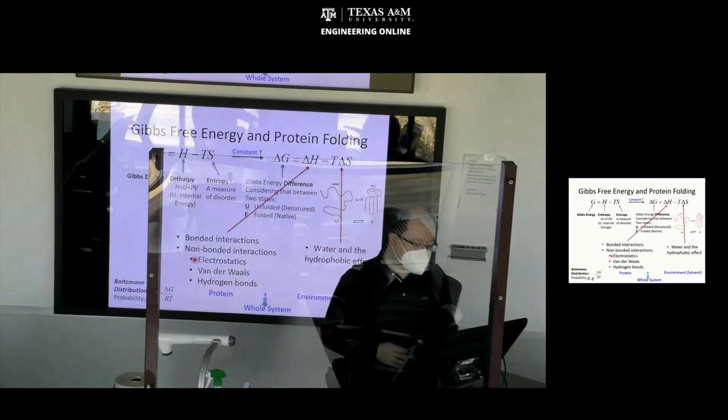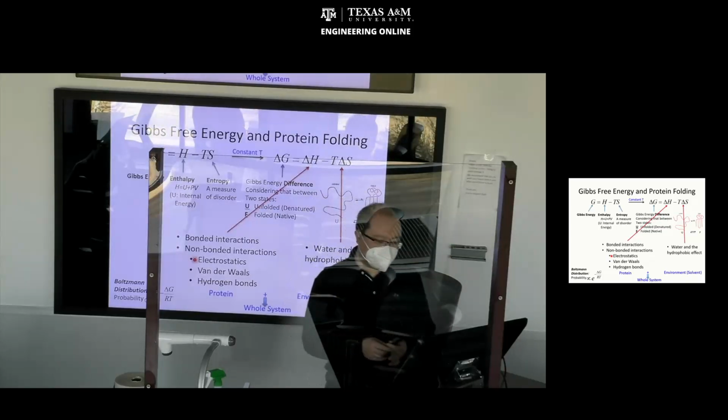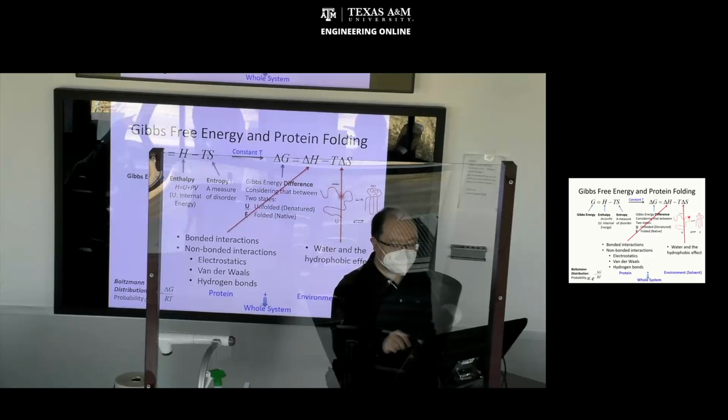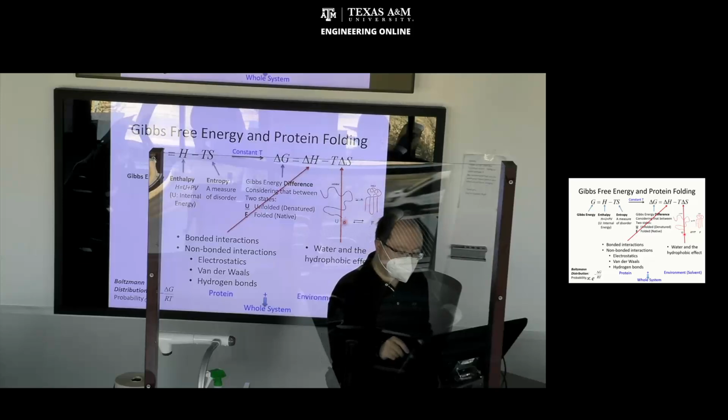So the Gibbs free energy. So the concept. Okay, we say that there is an unfolded protein sequence. This is a backbone, like a string, right? Then it's folded into a three-dimensional structure, right? So I ignore the secondary structures here. So from unfolded to folded, right?